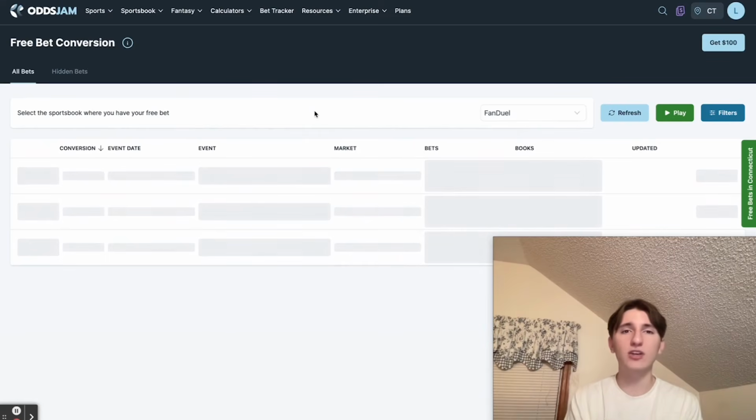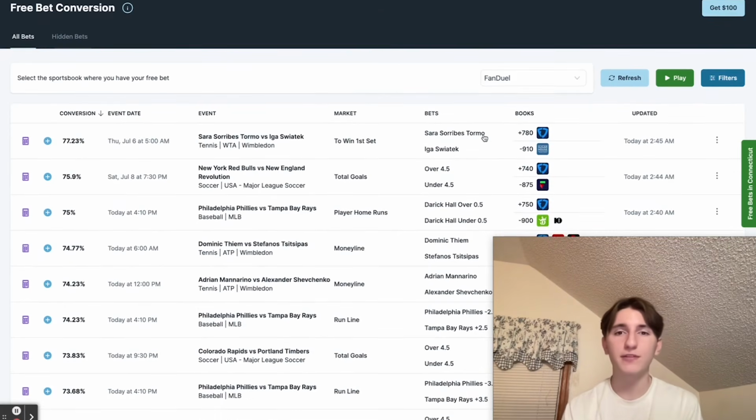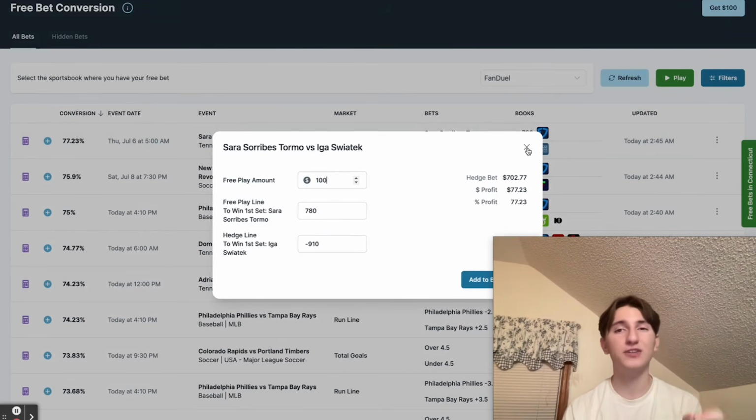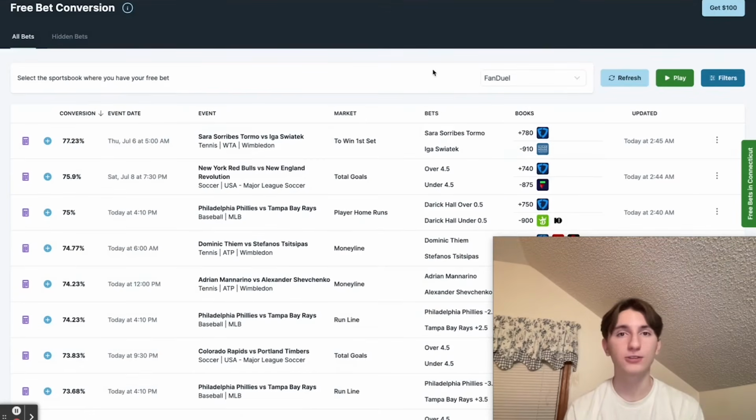And then it will tell you all of the most profitable free bet conversions that are available to you. For example, if I were to bet on this particular tennis match with a $100 free bet, I could turn it into $77 of real money, risk-free, just by hedging that free bet with a $700 bet on Sugar House. So the free bet conversion tool is awesome to turn free bets into real money without any risk. This is the most profitable way to take advantage of your free bets in order to make the most money. So I highly recommend using it if you ever have free bets or bonus bets.